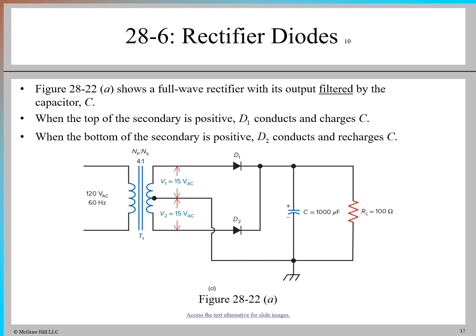Like the half-wave rectifier, the full-wave rectifier output is smoothed using a capacitor. Figure 28-22A shows a full-wave rectifier with a capacitor filter at the output. During the positive half cycle, diode D1 conducts and the capacitor charges to the peak voltage of 20.51 volts. This voltage is maintained at the output, providing a steady DC voltage. Under ideal conditions, the capacitor smooths the rectified signal, resulting in a DC output voltage of 20.51 volts with minimal ripple.